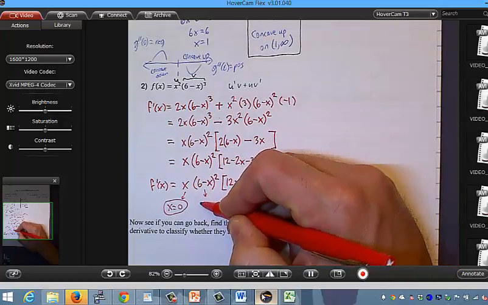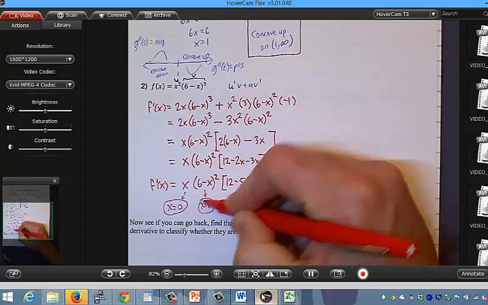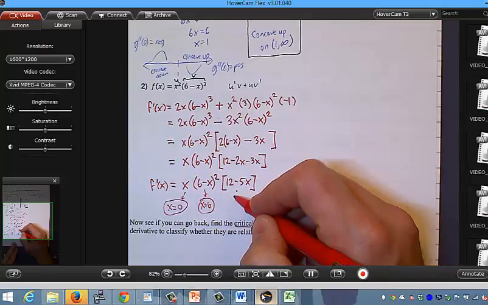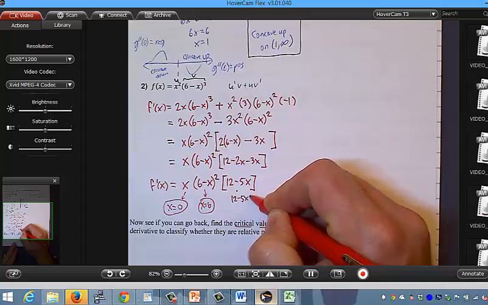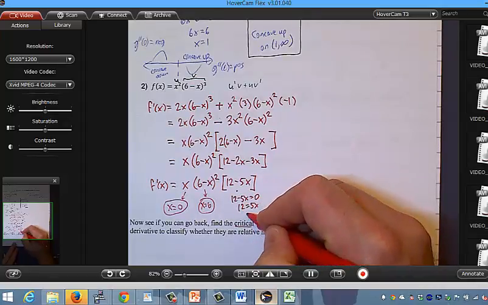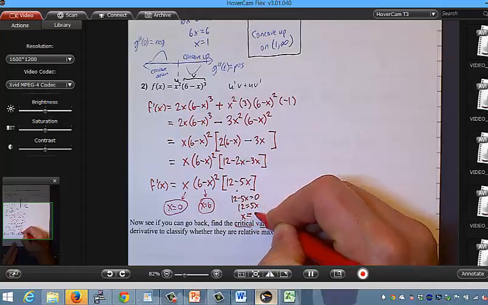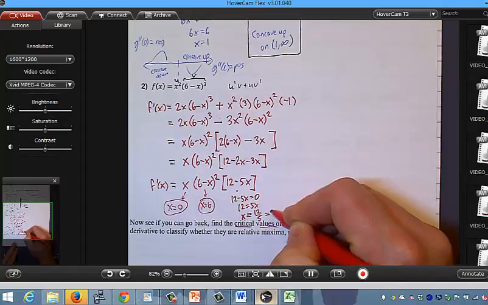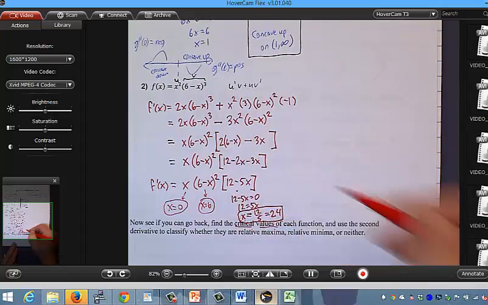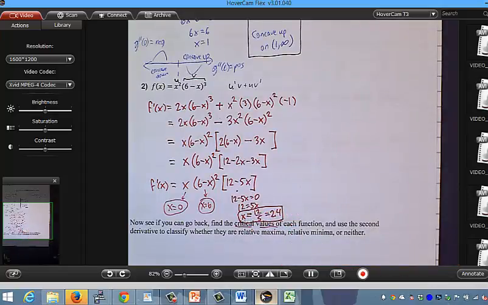Now, x equals 6 is another critical value. And what about this last one? Well, to get this last one, I have to do 12 minus 5x equals 0. 12 equals 5x. So x equals 12 fifths, which is 2.4. That would be another critical value. So there's actually three different critical values here. And I'd like to know, do I get relative maximums or relative minimums from these things?